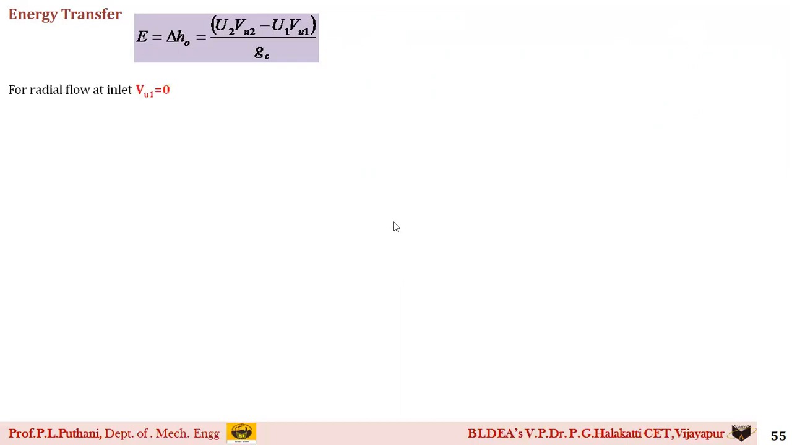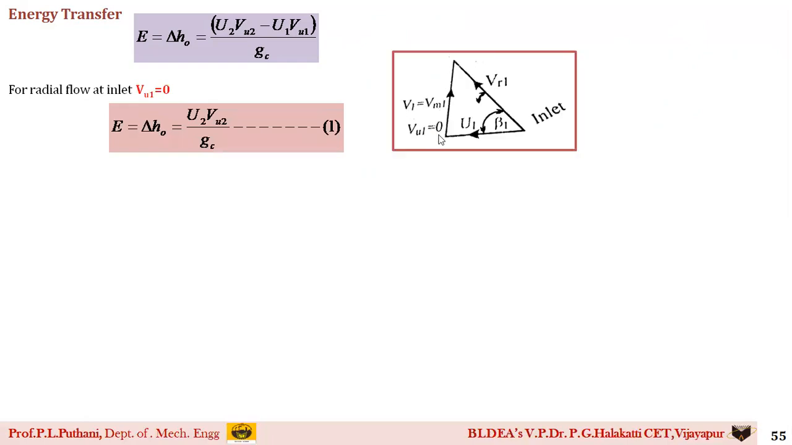Initially, you know that the radially outward flow machines are the power absorbing machines. For this, the Euler's energy equation we write as U2 VU2 minus U1 VU1 by GC, which we have discussed in the previous session also. As our inlet velocity triangle has no whirl velocity, VU1 is equal to 0. Substituting, I get the equation as U2 VU2 by GC. Now what I need to find out is the values of the velocities. So let us see how we can do this now.